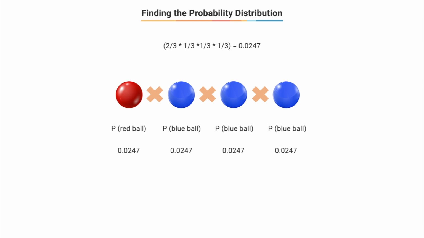Since there are 4 such outcomes with 1 red ball, essentially giving us the outcome of 1 red ball as 4 times 0.0247, which comes to 0.0988. Similarly, we can compute the probabilities of getting 0, 2 or 4 red balls in the same way. Let's try to generalize this probability.